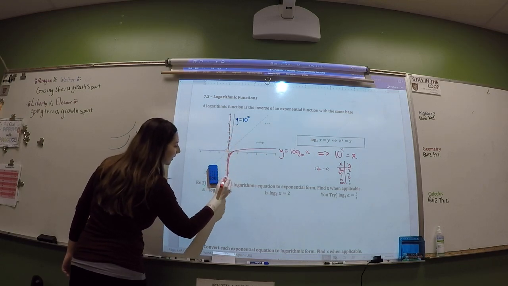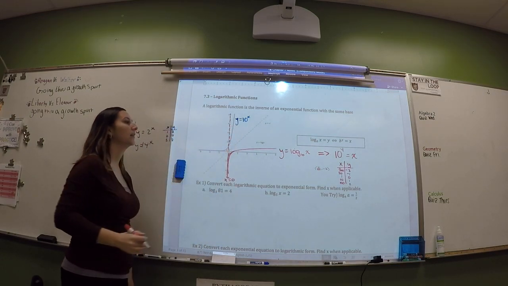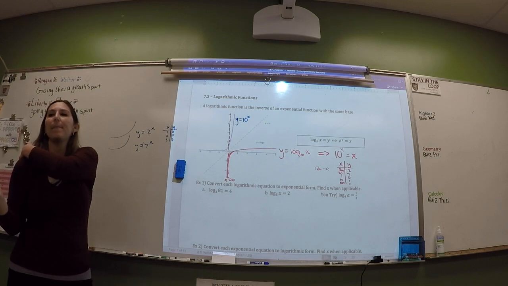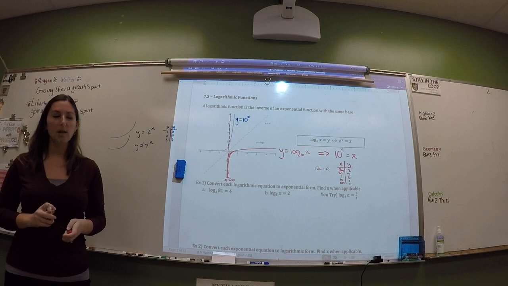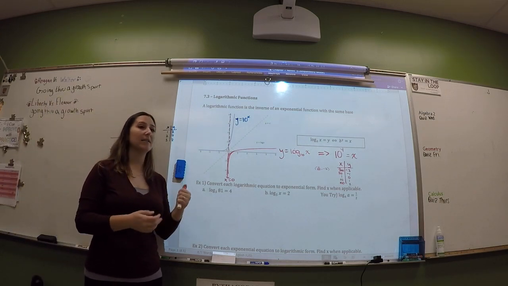Can we graph those small ones? Yeah, you can graph those small ones because they're going to be fractions. So like I was saying before, the asymptotes will be reversed.